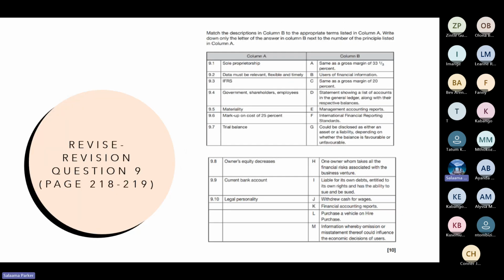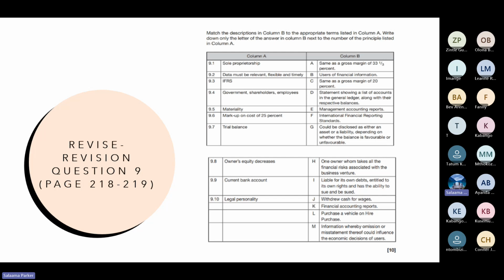So I've looked at question 9 in your textbooks. If you can't see it clearly here, you can always have a look at the question in your textbook. I actually took this out of your textbook, revision question 9, to give you an example of questions specifically focusing on learning unit 1, and this comes on page 218 to page 219.